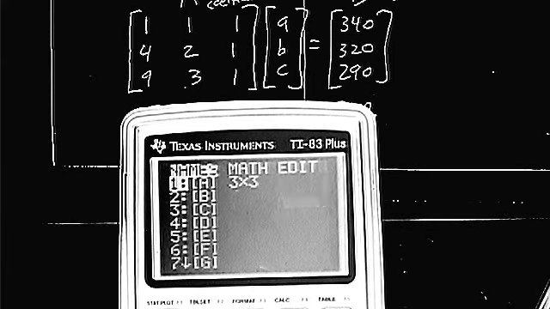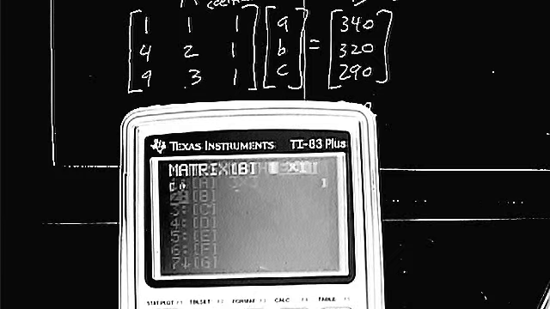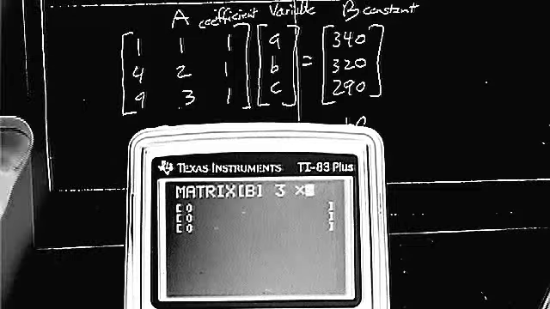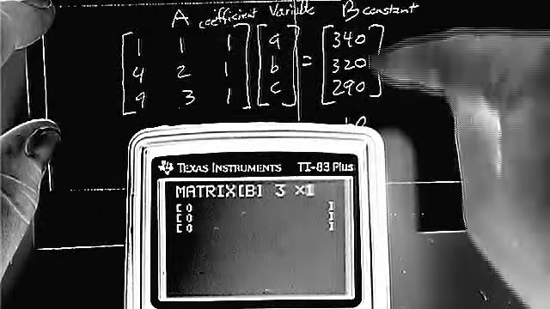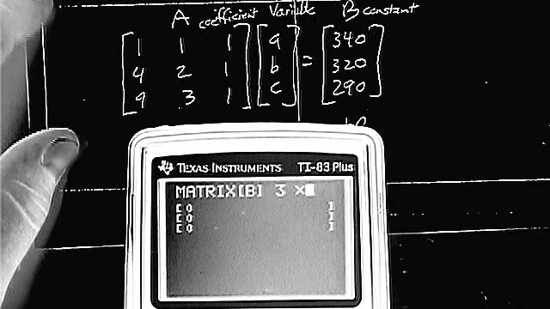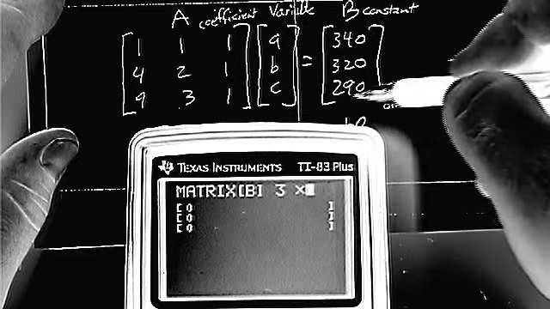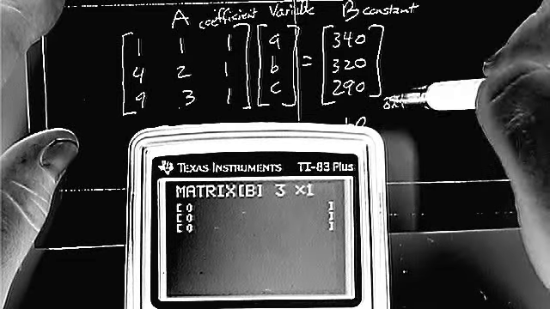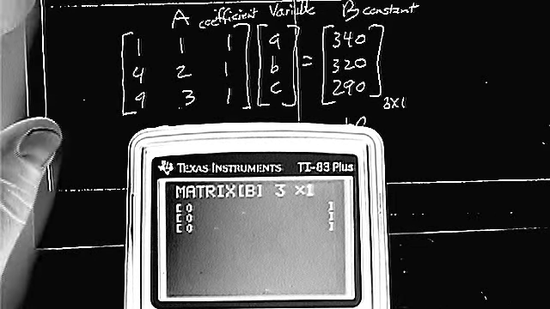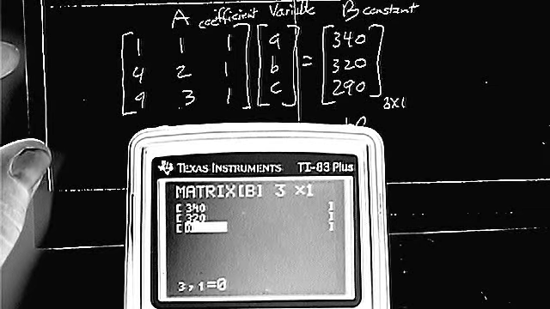Okay, so I'm going back to the matrix edit section for matrix B. And matrix B, this constant matrix over here, is a 3 by 1. 3 rows and 1 column. It's easy to tell that's a 3 by 3, but this is a 3 row by 1 column. For those of you who don't remember, it's downright easy to tell. Down is the rows, over is the columns. 3, 1. Right? 3 rows, 1 column. Okay, and those values were 340, 320, 290.